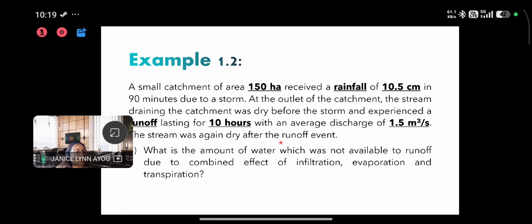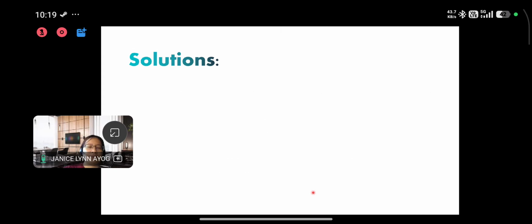So first, what is the amount of water which was not available to runoff due to the combined effect of infiltration, evaporation, and transpiration? So combined effect, if you recall just now, is basically losses. And then the next question is, what is the ratio of runoff to precipitation? So what is the solution then?